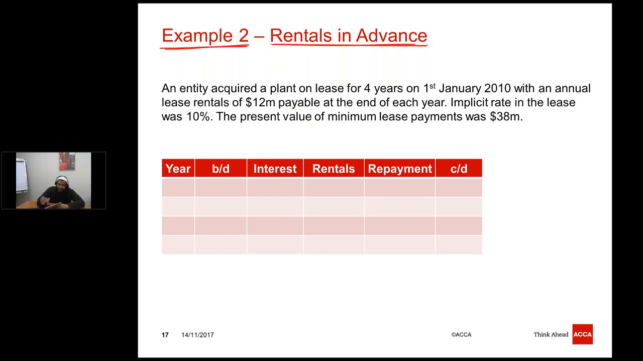This time the rentals are in advance. So the question says that an entity acquired a plant on lease for 4 years. This time this 38 is not there. This is a misprint. So an entity has acquired a plant on lease for 4 years on 1st January 2010 with annual rentals of $12 million payable at the start of each year. So now we are going to pay the rentals at the start. Implicit rate in the lease is 10%. So this is the same question. The only difference is that the rentals are in advance now.